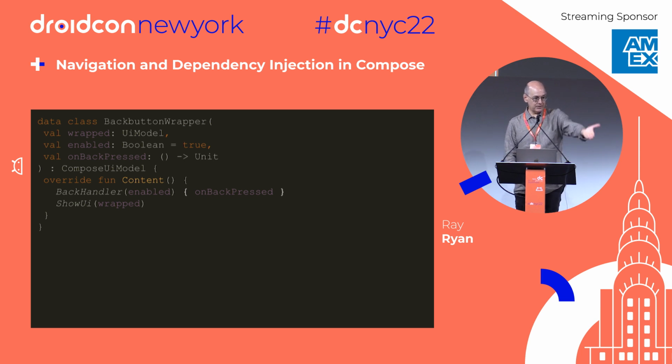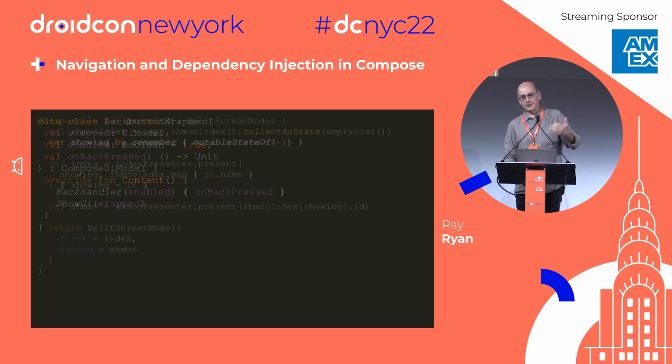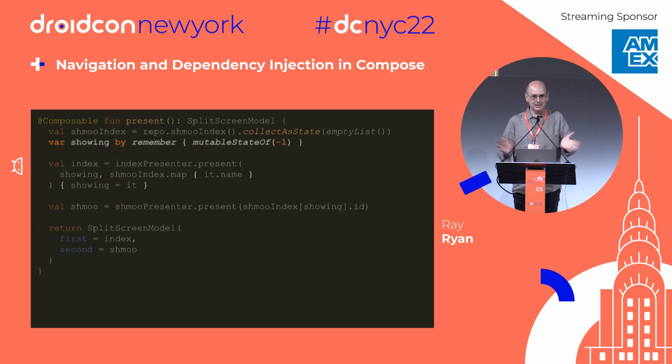And all this back button wrapper does is take a function to be called when the back button is pressed, and make sure that it's in place before delegating to whatever content you're wrapping, so that you get a chance to take over the back button before it might try to. If you wanted to do it the other way, you could call show UI first and then call your own back button handler to be a backup for the one that you're wrapping.